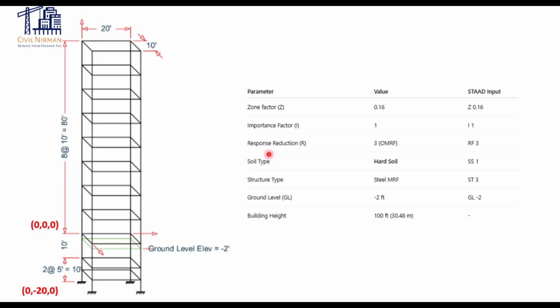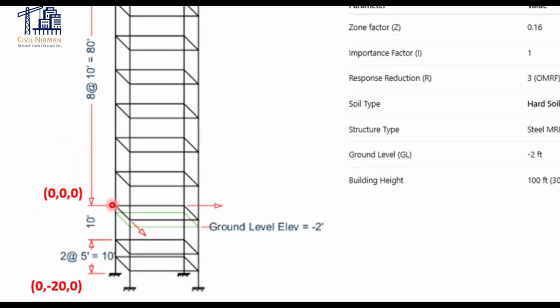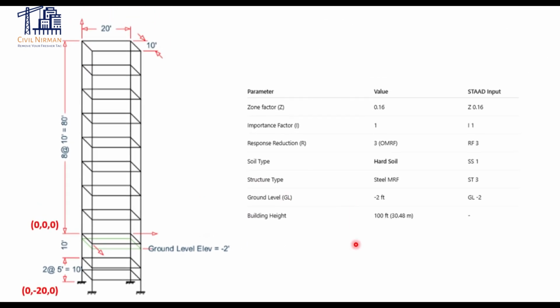So here you can observe all the inputs which are utilized in your seismic definition: time period, zone factor, importance factor, response reduction factor, soil type, structure type, ground level consideration and the building height. Also, you can check that for this particular 10-story building, this level is at 0,0 coordinate, and at minus 20 feet down we have this fixed base, and we have considered ground level somewhere here, so from 0,0 coordinate at minus 2 level. And I have considered a similar replication in the STAAD model.